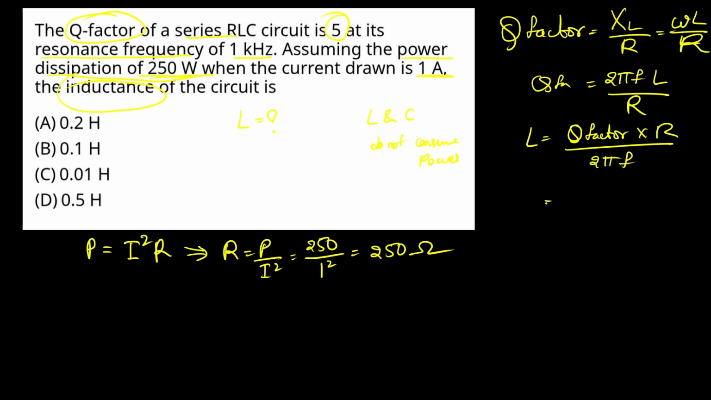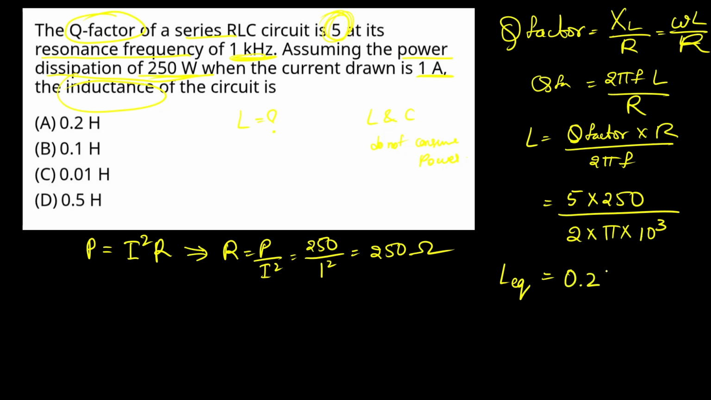Now we will substitute the values. What is the Q factor given? It is 5, into resistance of the circuit is 250 ohms, divided by 2 pi into the resonance frequency, 1 kilohertz, they have given it in the question itself, 10 to the power of 3. After solving this, we will get the equivalent inductance L equivalent is equal to 0.2 henries. So the correct answer for this question is option A.